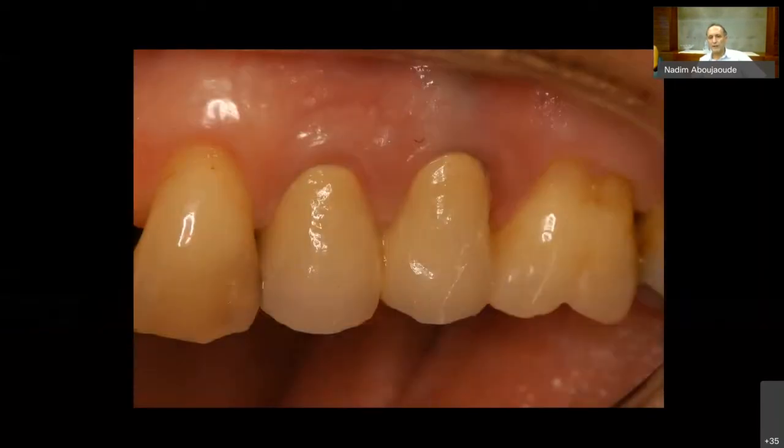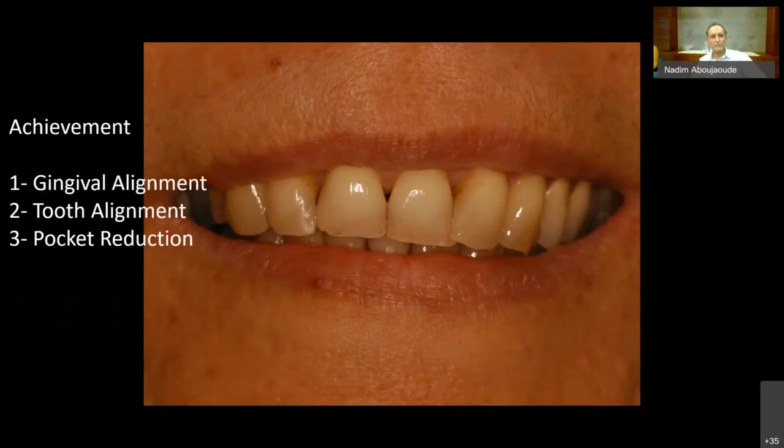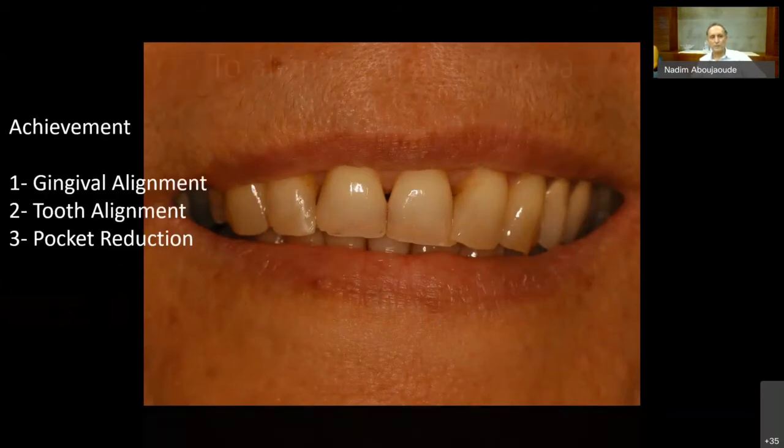Here is the crown at the end of the treatment, the smile of the patient at the end of the treatment. So: gingival alignment, tooth alignment, pocket reduction.